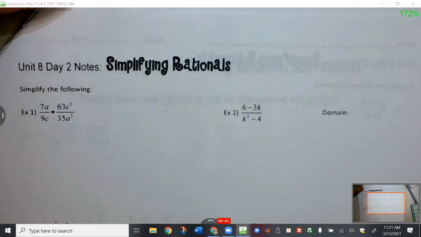Things I want to go over, okay, because we're simplifying rationals. We are still going to be factoring. Order is still super, super important. You always take out a GCF first.